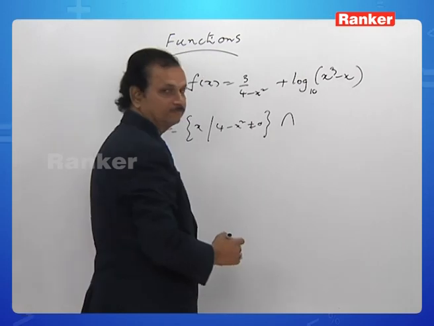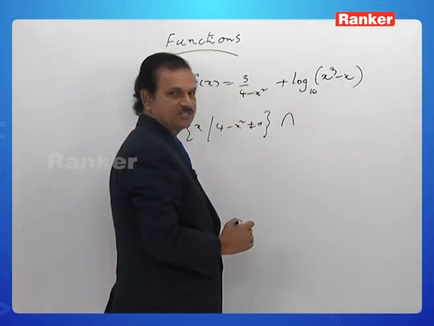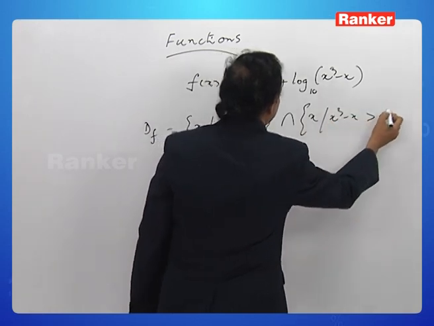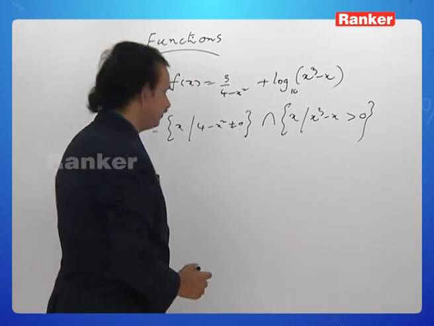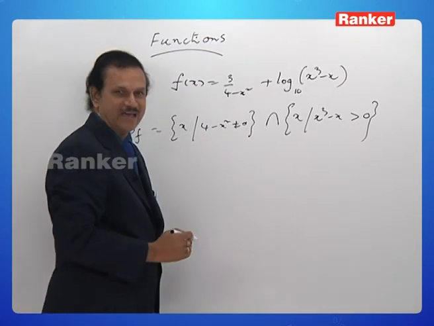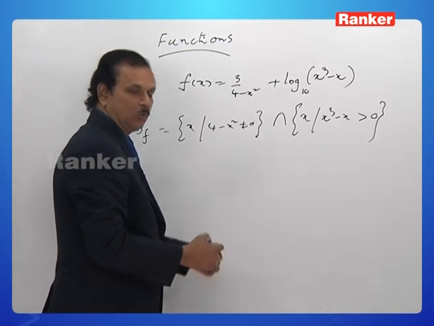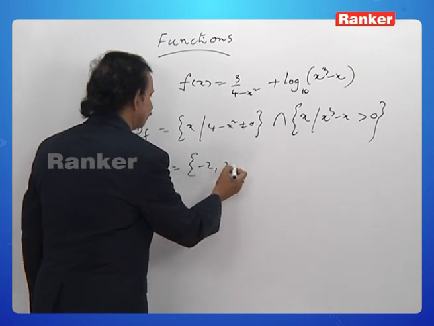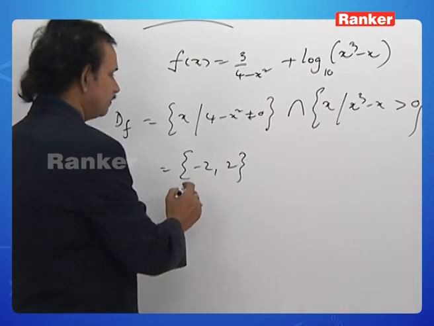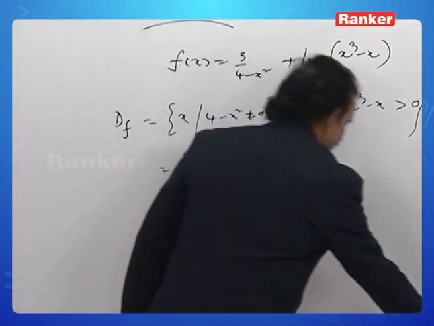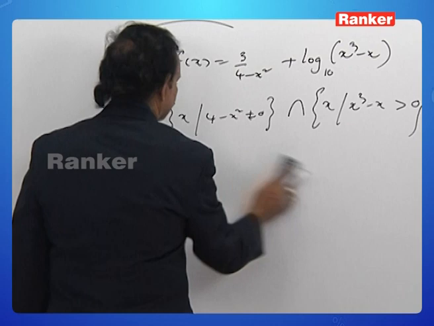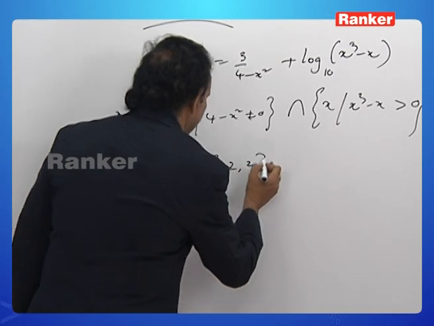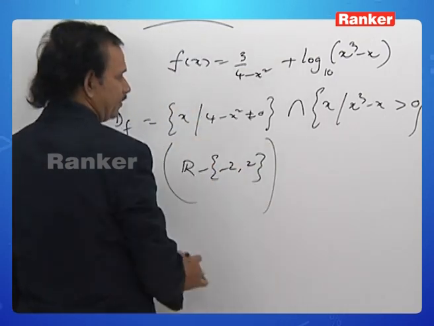Intersection. Here to define the log, what precaution is to be taken? The set of all x such that x cube minus x is greater than 0. Greater than 0 or greater than or equal to 0? Greater than 0. Here, 4 minus x square should not vanish. What does it mean? x square not equal to 4. What does it mean? x not equal to plus or minus 2. These are the two values that x should not take. That is, R minus {minus 2, 2}. This is the particular domain here.